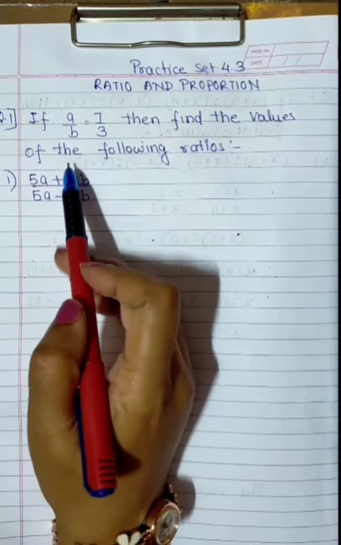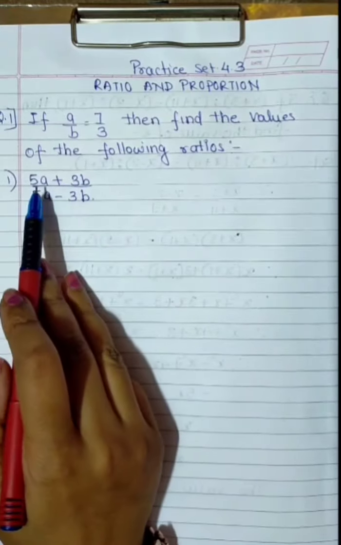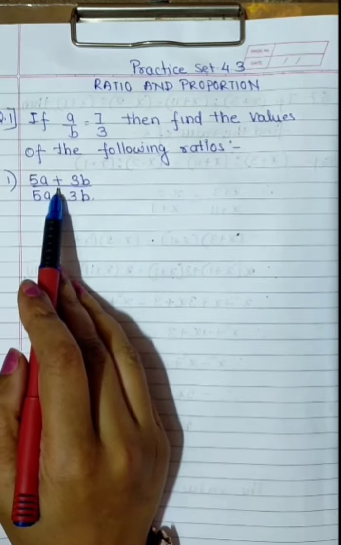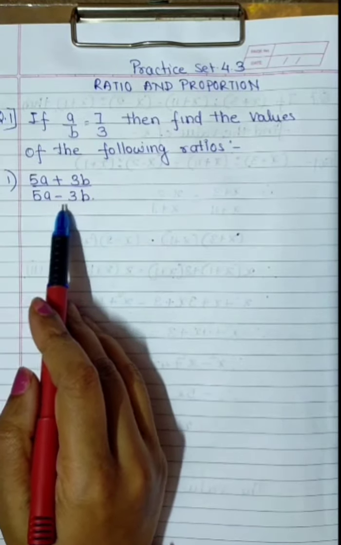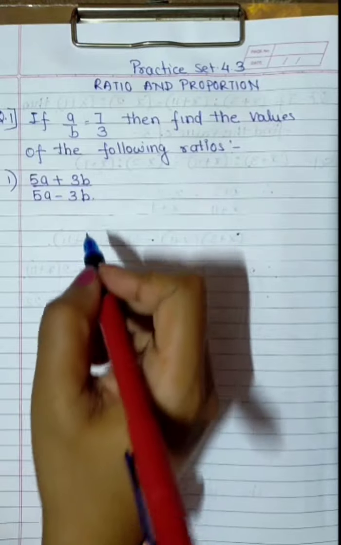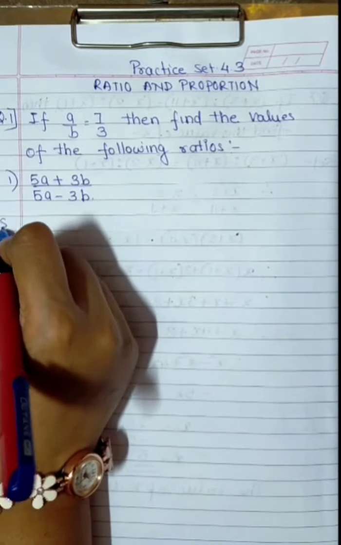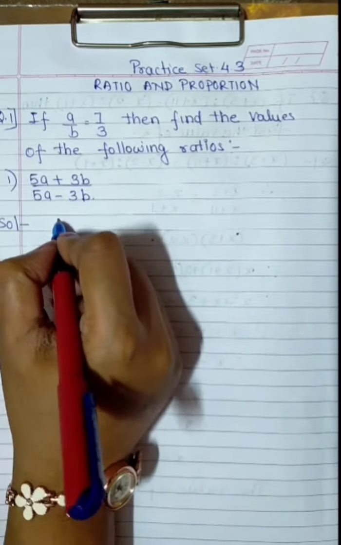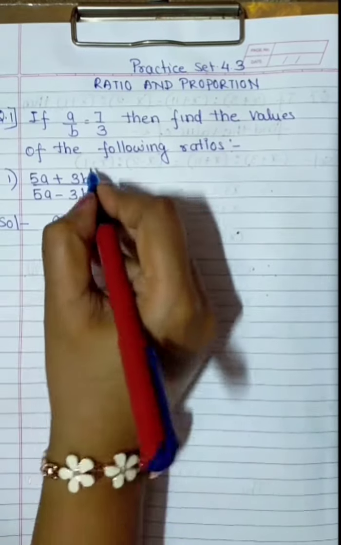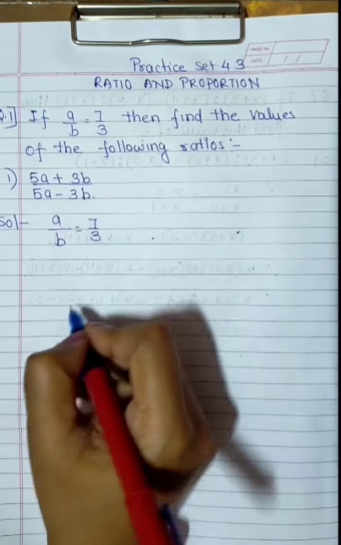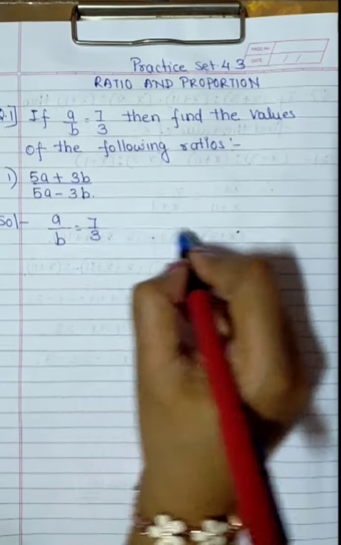Here the first sum is given, 5A plus 3B upon 5A minus 3B. Okay, so we are going to start with the solution. A upon B is given as 7 upon 3.